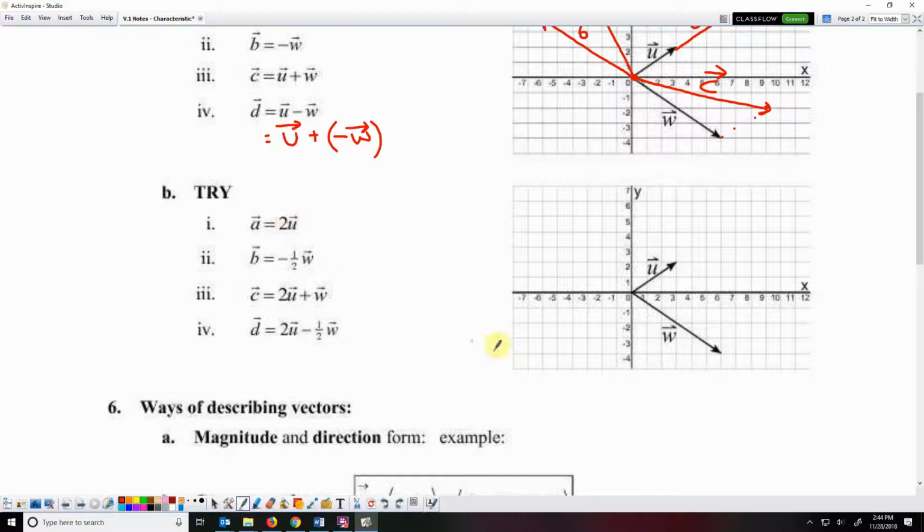Vector A is 2 times vector u, so vector u, right 3, up 2, right 3 again, and up 2. And from this initial tail all the way to here is vector A, 2 times as long as vector u.